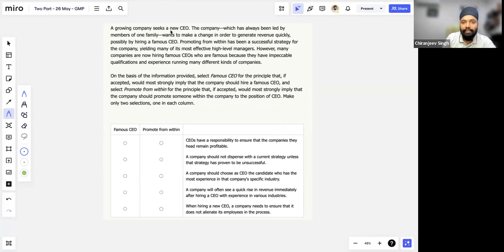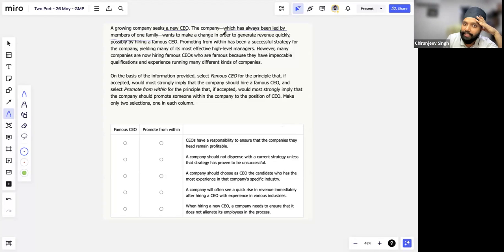So a growing company seeks a new CEO. So the company is seeking a new CEO. The company which has always been led by members of one family. When I read this, led by members of one family, I think that possibly the CEO has always been from this family. It's not very clear, led by members of one family, but I think it's probably the CEO. But I'll remain open. Could be in general led board level. I don't know. So this is the confusion I have, but I'll keep it open.